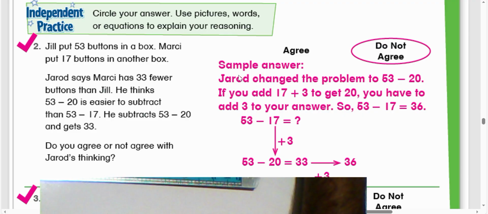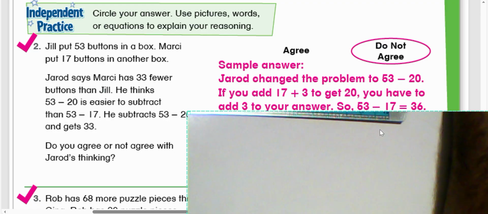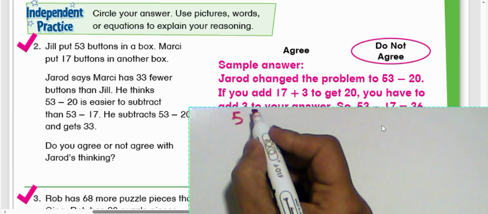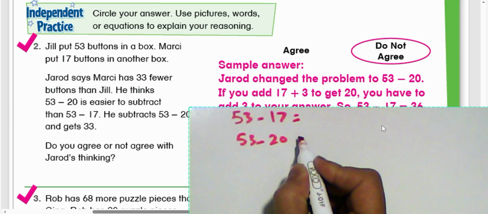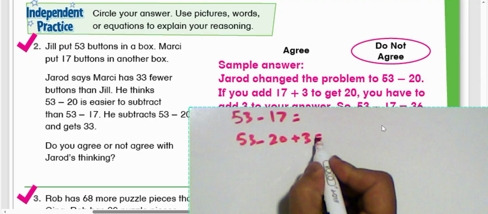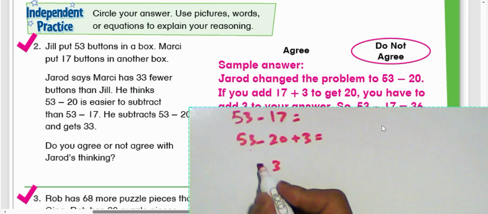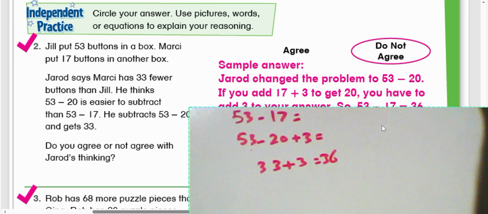Okay, 53 minus 20. You can write 53 minus 20 first, then add back 3, not subtract 3. I will explain the steps here. Look here, 53 subtract 17. We can write 53 subtract 20 and then plus 3. 53 minus 20, we can find the result: 3 minus 0 equals 3 and 5 minus 2 equals 3. 33 plus 3 equals 36. Then the correct answer must be 36, not 33.